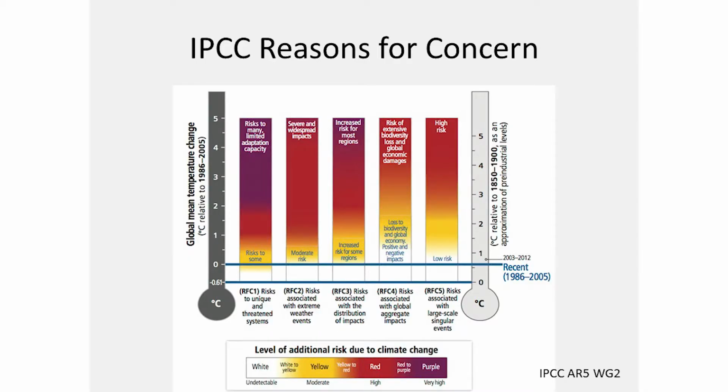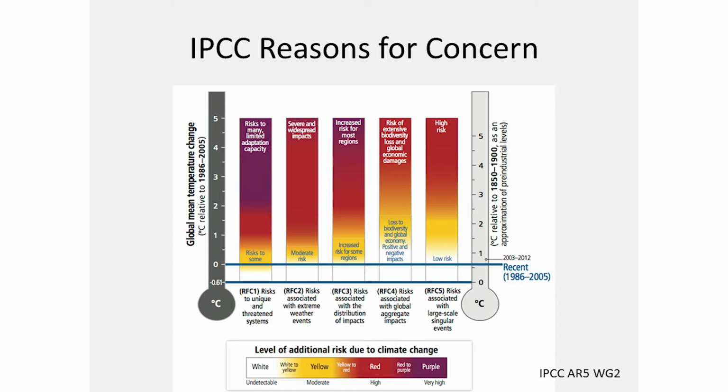Okay, so what are the reasons for concern? Well, in visual terms, they look like this. And don't worry too much about being able to read the print. We'll get to everything that's on there eventually. Maybe a little difficult to see. This is the figure version of the reasons for concern. The figure version is often called the burning embers diagram.